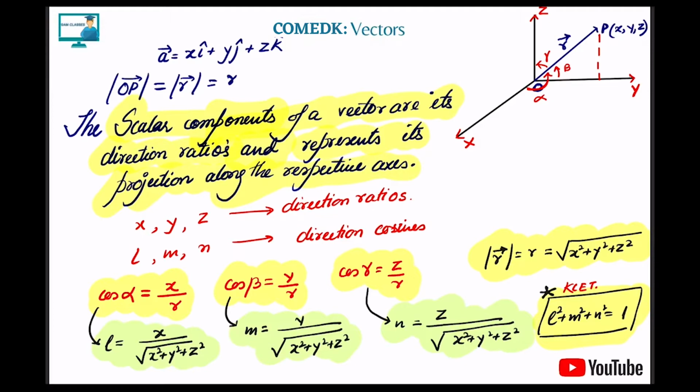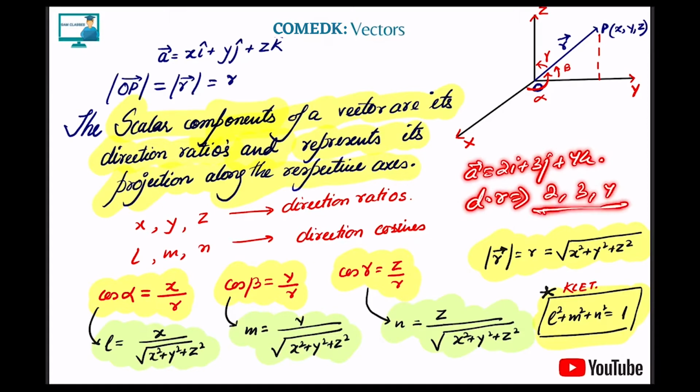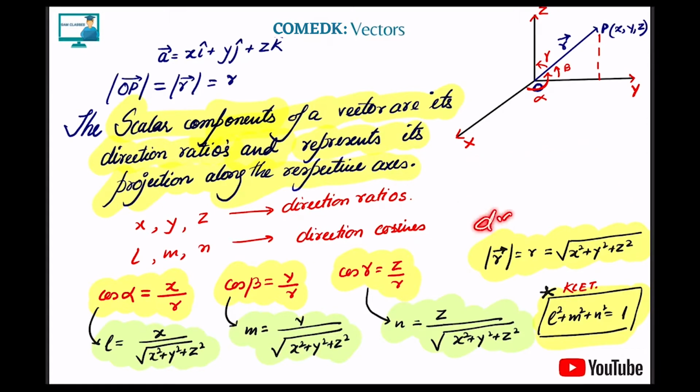Let's say I have a vector a equal to 2i plus 3j plus 4k. What is the direction ratio? Directly you can write the direction ratio is 2, 3, 4. That's it. Clear? What about direction cosine? The very easy way, once you know the direction ratio, is to divide by the magnitude. We'll show it in the later section.